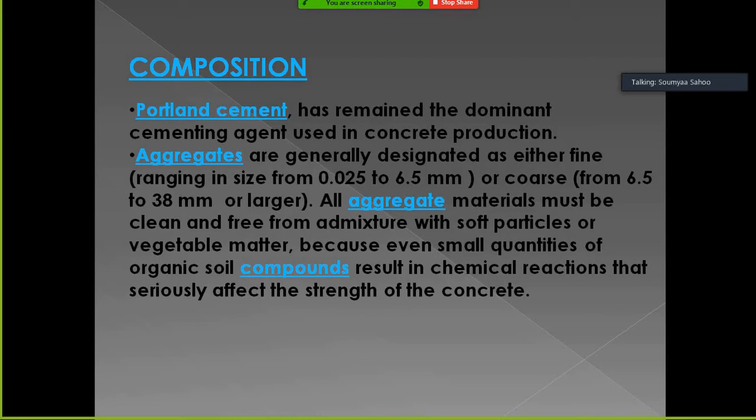Composition of concrete. Portland cement has remained the dominant cementing agent used in concrete production, and aggregates are generally designated as either fine aggregate or coarse aggregate. All the aggregate materials must be clean and free from admixture with soft particles or vegetable matters, because even small quantities of organic soil compounds result in chemical reactions that seriously affect the strength of the concrete.